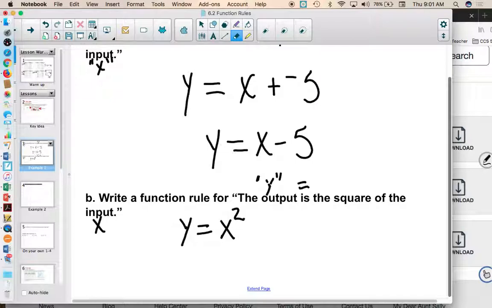Okay? The input will always be the x. The output will always be the y variable.